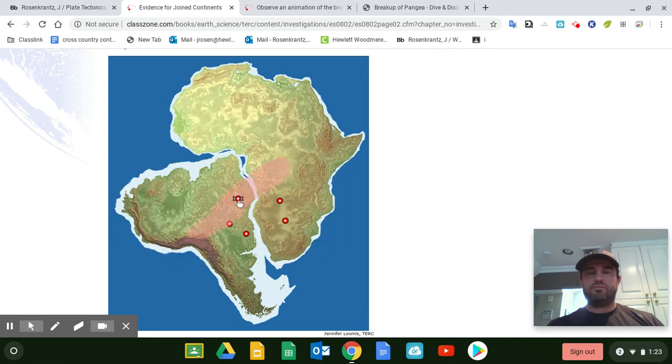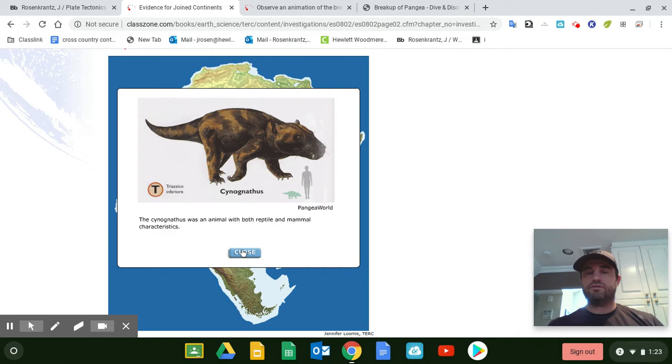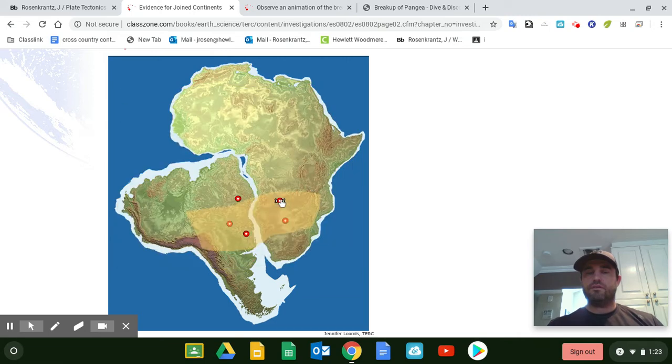But this is the only places it was found. So this part of Africa that my cursor's on is very far away from South America. So this creature, the only reasonable explanation is that the continents must have been connected and it was able to walk across. Okay.